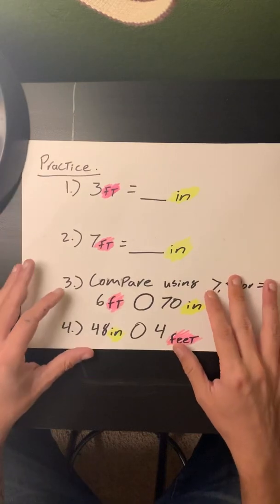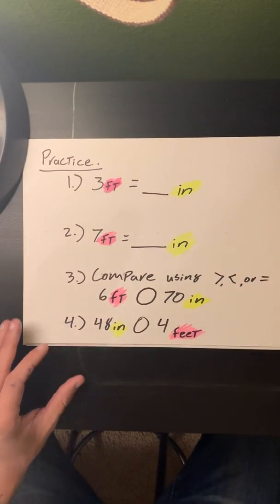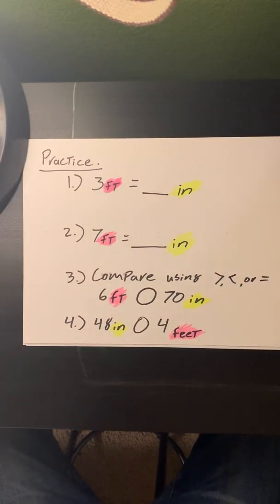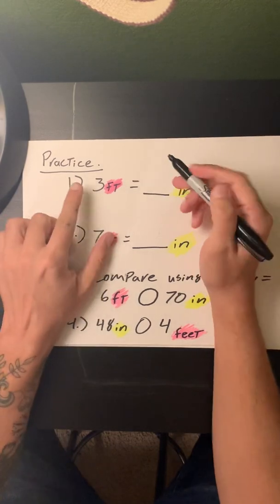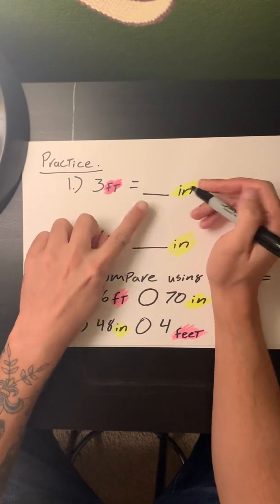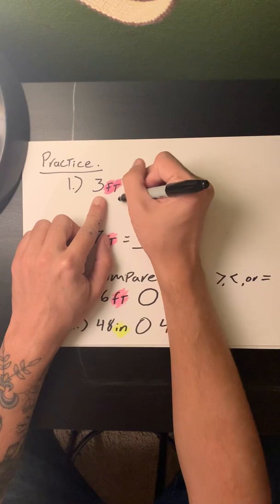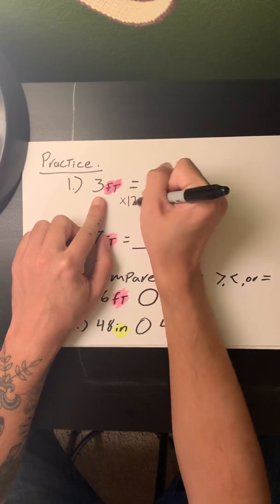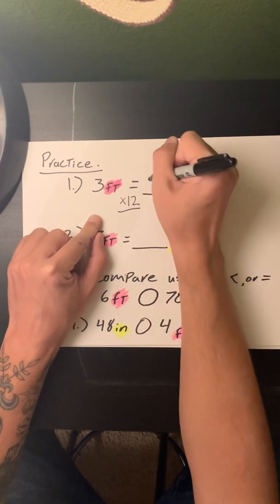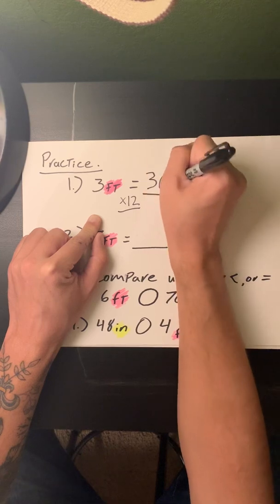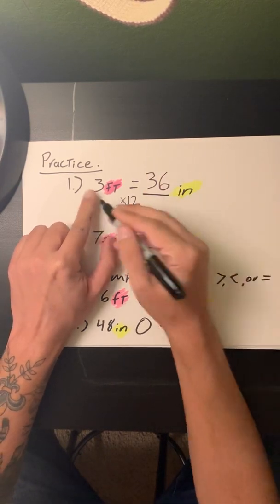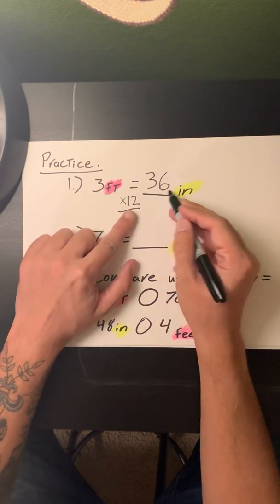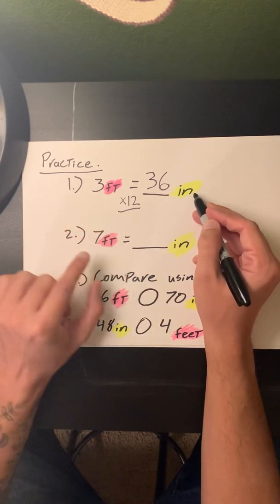So if we put this into practice, if I am converting 3 feet into inches, I would multiply by 12. 3 times 12 equals 36 inches. So 3 feet is equal to 36 inches.